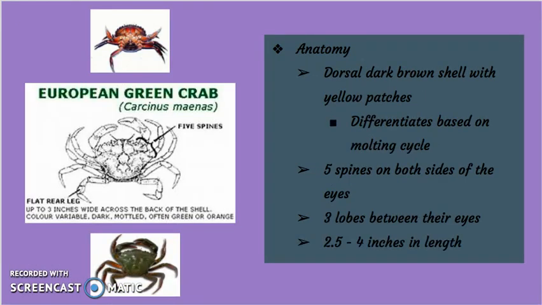The body. The body of the green crab has a dorsal shell which is dark brown with small yellow patches, and its ventral color will vary depending on if it's during molting season. Yet the defining characteristic is the 5 spines on both sides of the eyes and the 3 rounded lobes between the eyes. Their body is about 2.5 inches in length but can get to 4 inches.